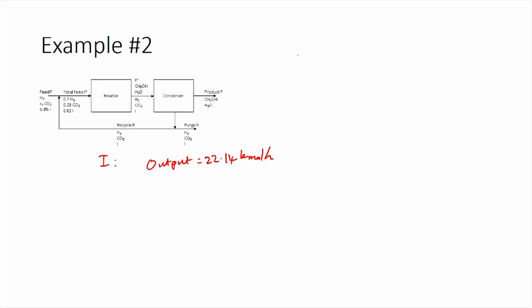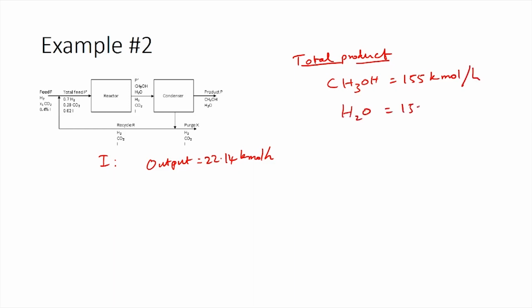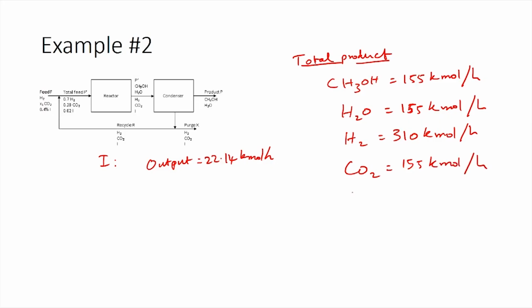So, from this we have calculated all the information about the P prime, or the total product stream. For the total product, we know that it contains methanol at 155 kilomoles per hour, water at 155 kilomoles per hour, hydrogen at 310 kilomoles per hour, carbon dioxide at 155 kilomoles per hour, and inerts at 22.14 kilomoles per hour.